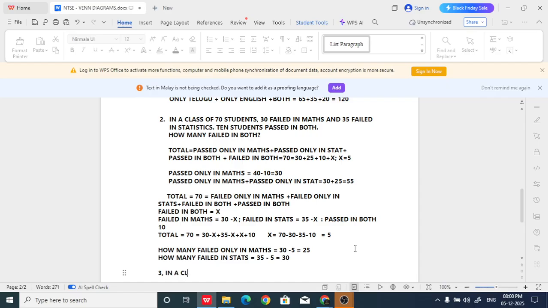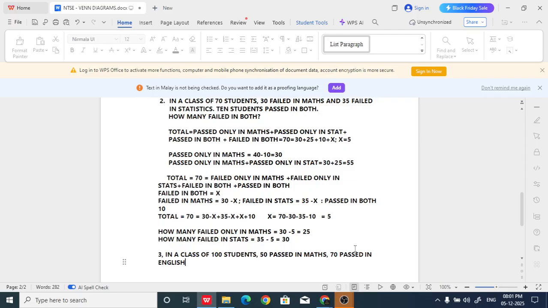In a class of 100 students, 50 passed in maths, 70 passed in English. 5 failed in both. How many students passed in both?